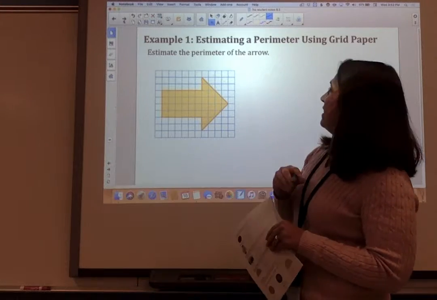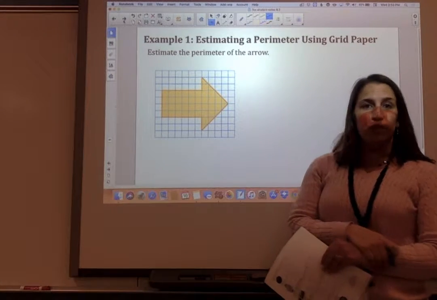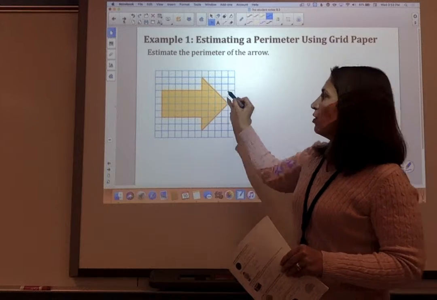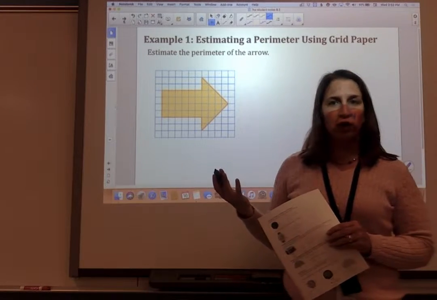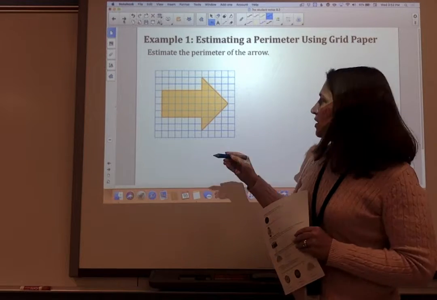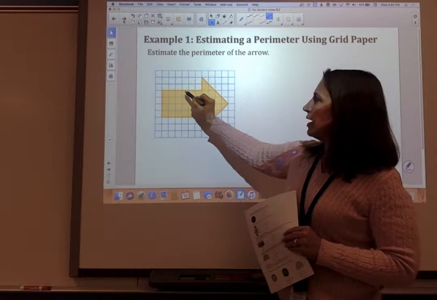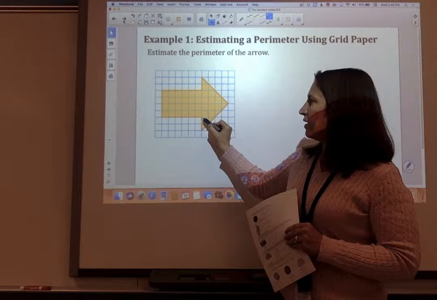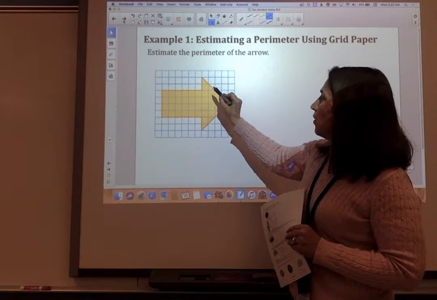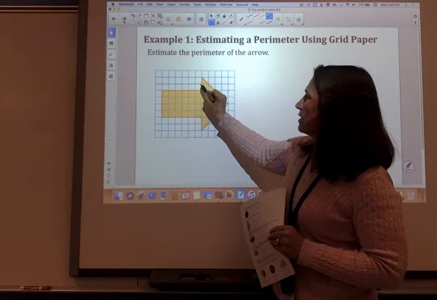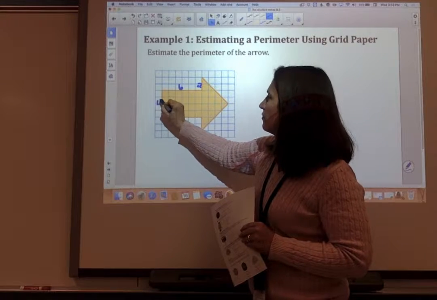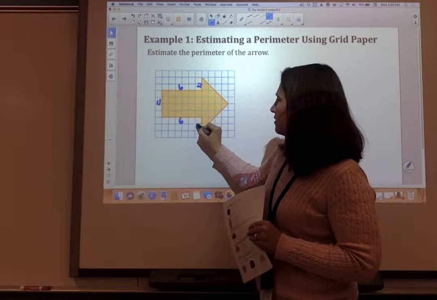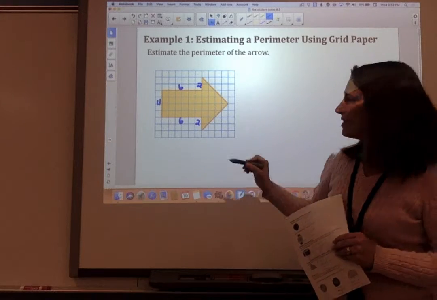So we're going to go ahead and find the perimeter of some composite figures, so the distance all the way around the shape. And in our first example, we're going to do that using grid paper. So some of these lines are right along the edge of a line, so we can count those sides really easily. Here, this side is 2, 6, 4, 6, and 2.